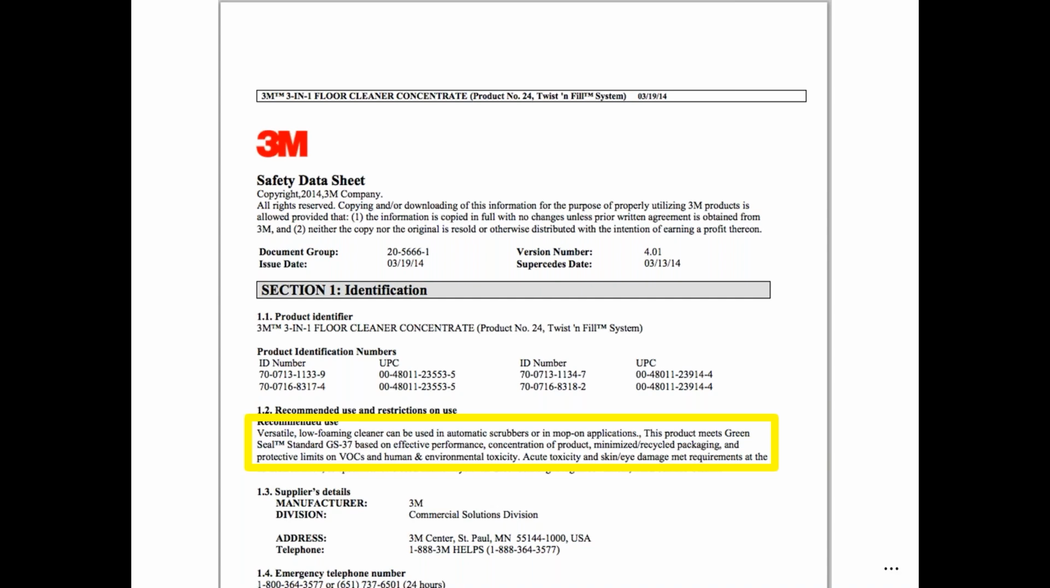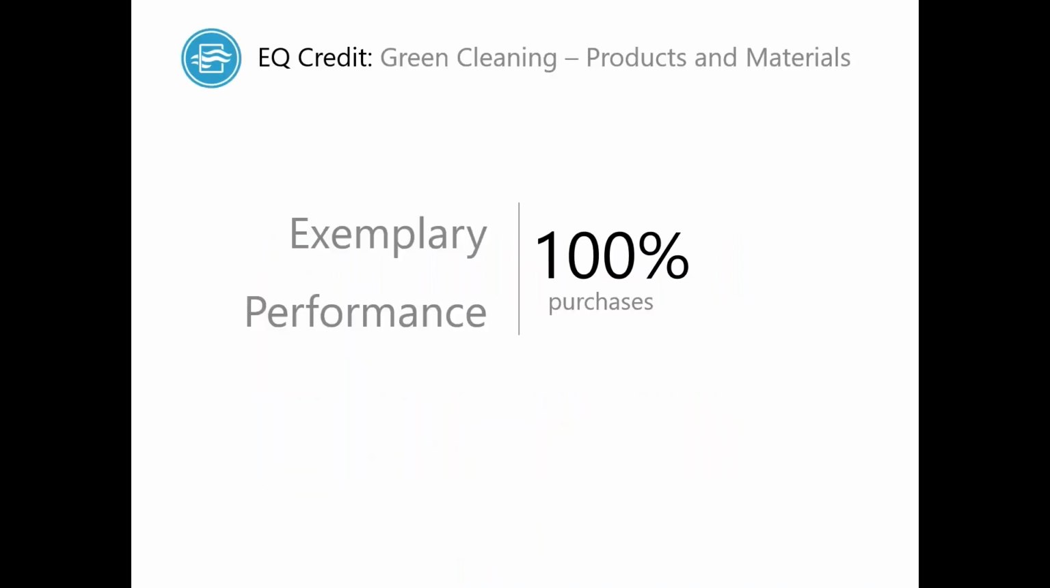So for example, a safety data sheet from 3M for their 3-in-1 floor cleaner concentrate product. You can see right here highlighted on that data sheet that it is Green Seal GS-37 certified. So we would highlight that on our cut sheets. We have to provide cut sheets for 20% of the total products that we're claiming are compliant. So this would be an example of one of those. This credit is available for exemplary performance. We can earn a bonus innovation point if all of our purchases are compliant, so 100% of our total cost.